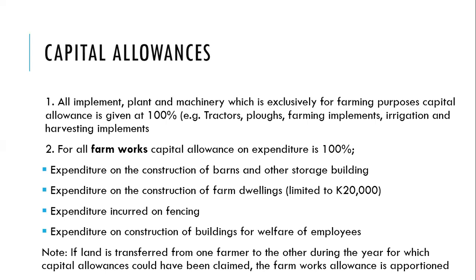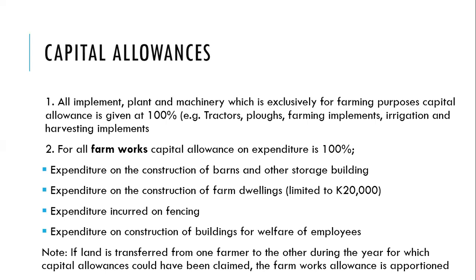Then we've got a piggery. The amount that we spend on building that piggery is deducted as capital allowance. The whole amount, if it's 20,000, is deducted as capital allowance.